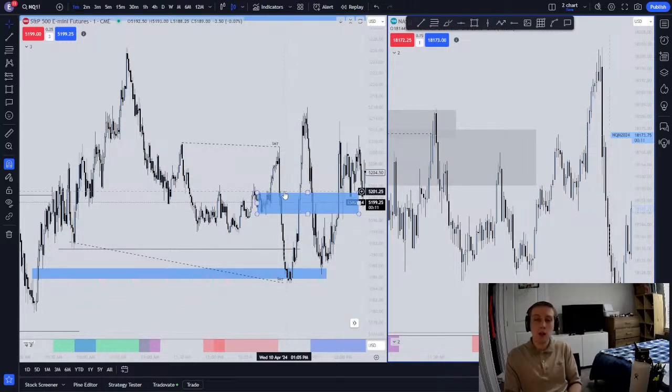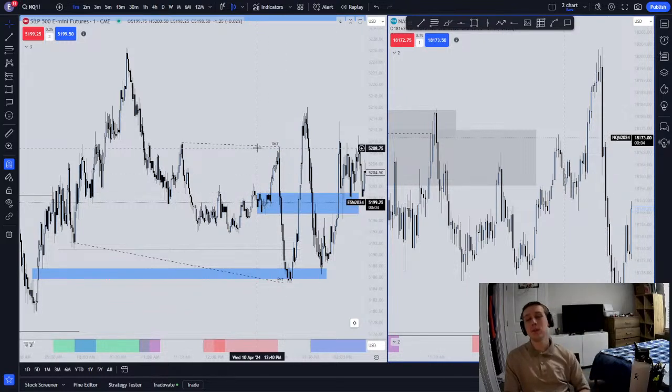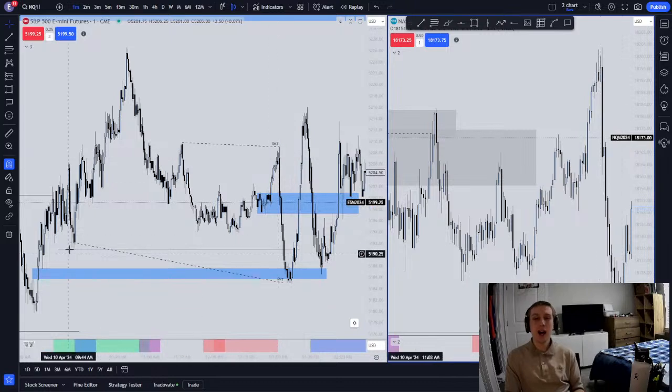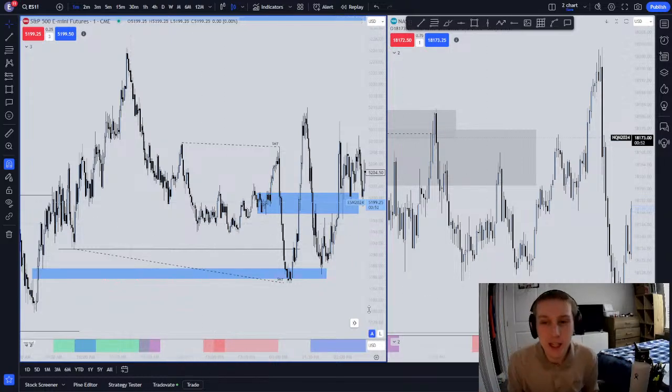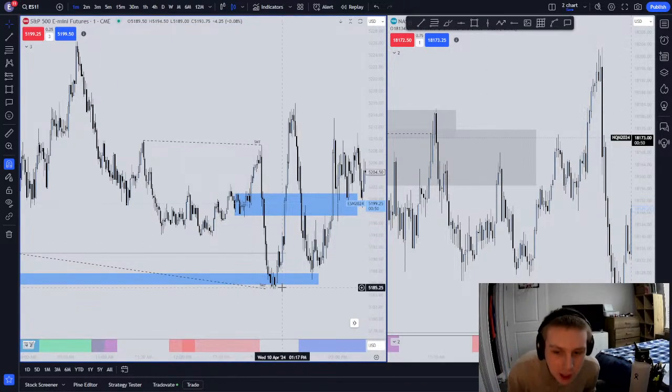They should add confluence to your already existing bias. It shouldn't make your bias. But when I see this SMT at the high, and then when I see an SMT at the low, like, market, I have no clue what the market's doing right now. I have no clue. Like, I could have taken a long here.